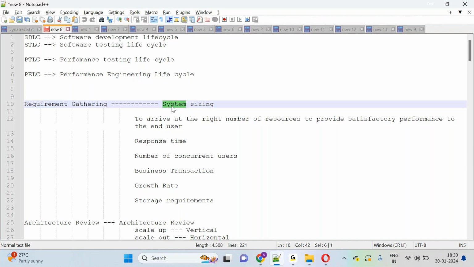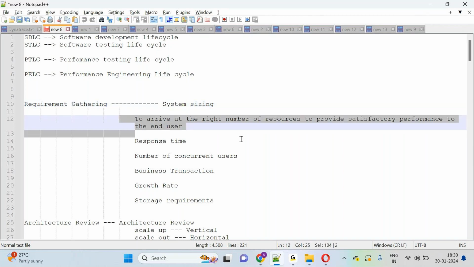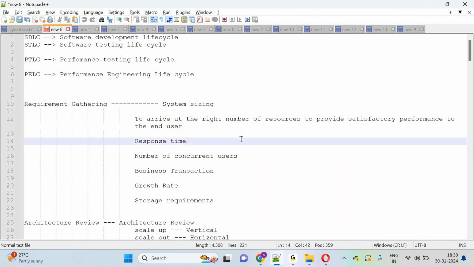Performance engineers will think about the system sizing, and they'll also think about one more thing: the right number of resources to provide satisfactory performance to the end user. I'm going to use a particular configuration which is going to give satisfactory performance to the end user. A performance engineer will always focus on that. In what way am I going to give satisfactory performance? Am I satisfying my end user? Are my end users properly convinced with the way my application is working? Performance engineers should think from that point of view.